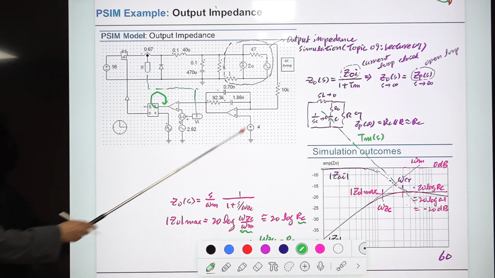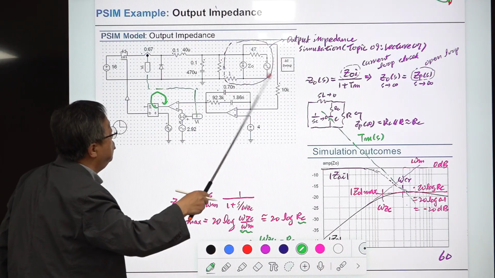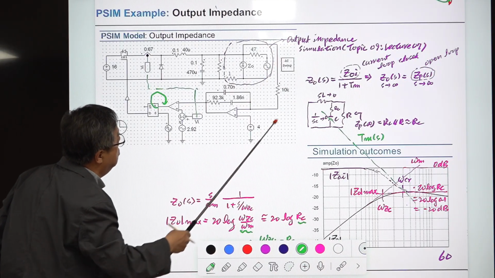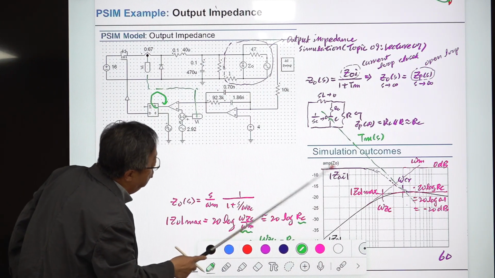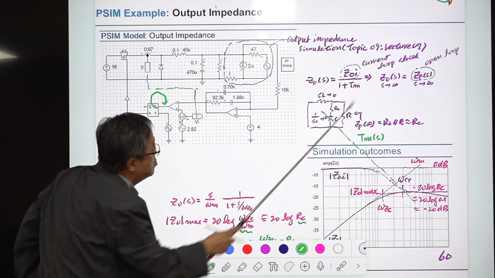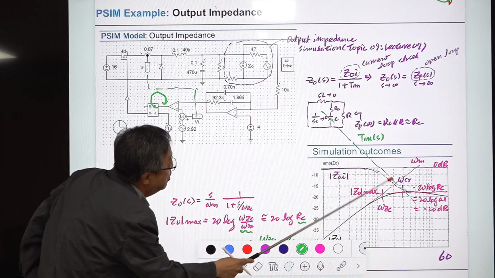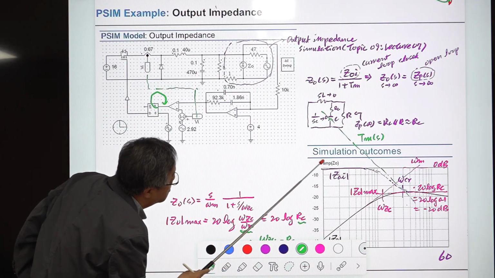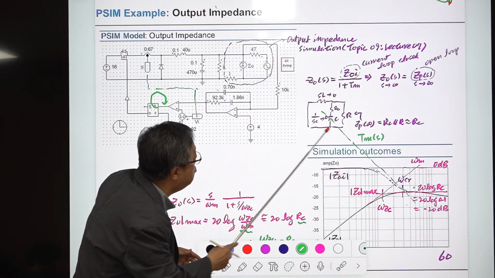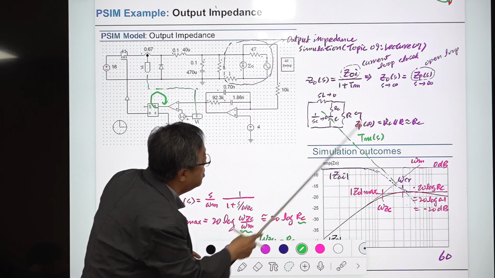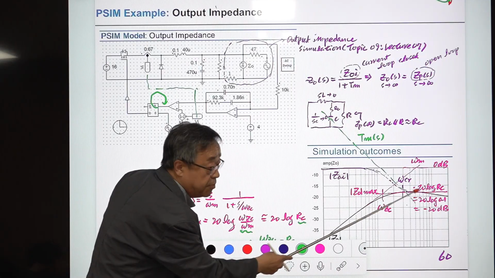So this is the open loop here. In this case, open loop means this voltage loop is open, but the current loop is closed. For that case, with the current loop closed, the output impedance, this one, is attenuated by this much. Suppose this is 0 dB, then this will be attenuated because of this 1 plus Tn. Then this is the final output impedance.